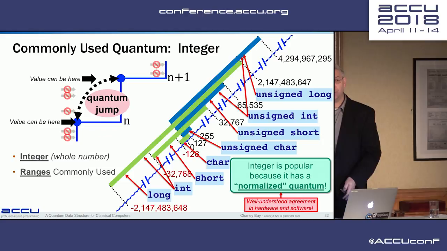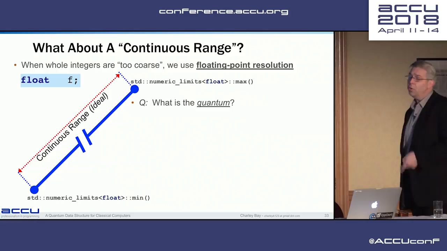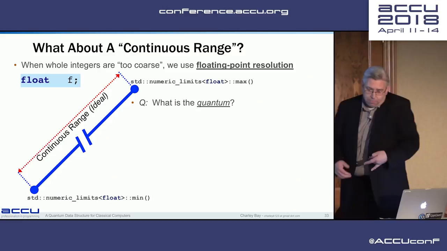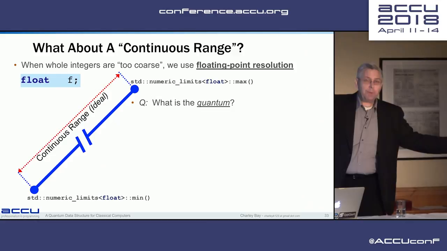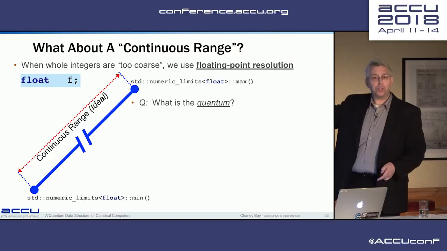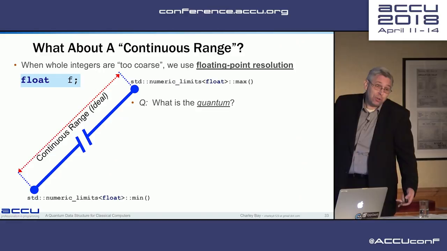Now, normalizing floating point is a little bit harder. So what do we do? Well, continuous range. We have a floating point value because, you know, whole numbers are too coarse. I need more. Okay, well, we have this floating point resolution thing, and there's still going to be a range. There's a minimum and a max that you can have, and what's the quantum? What is the discrete resolution value? We kind of showed it before, but it's sort of a trick question.